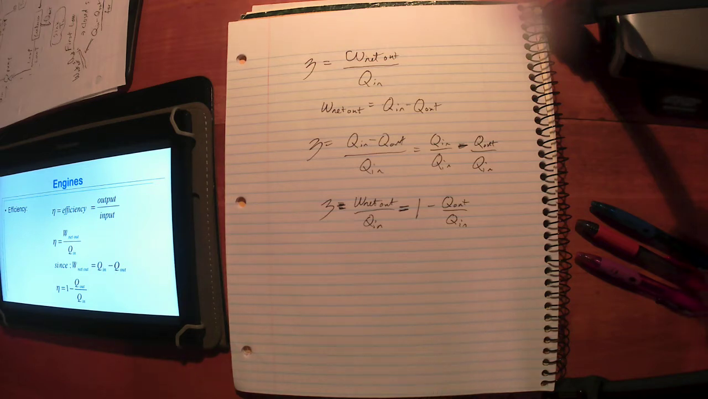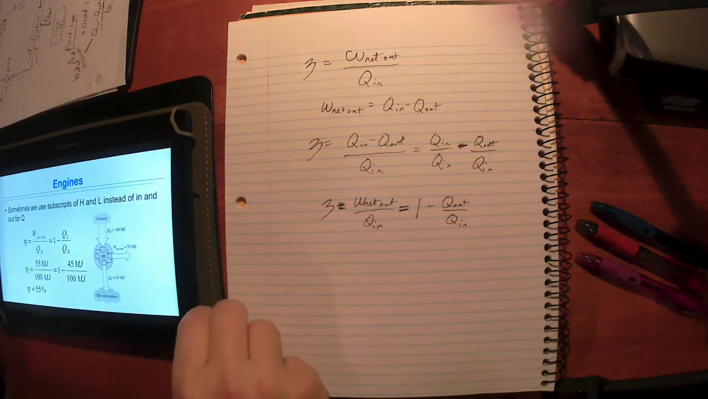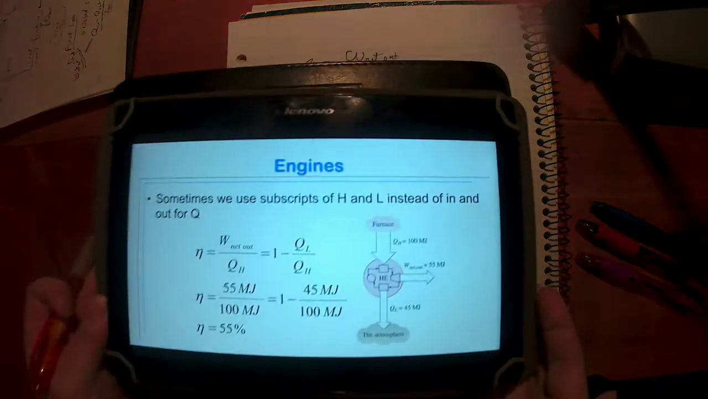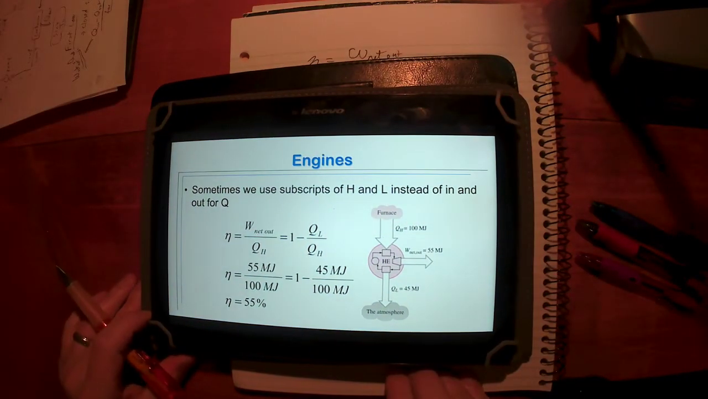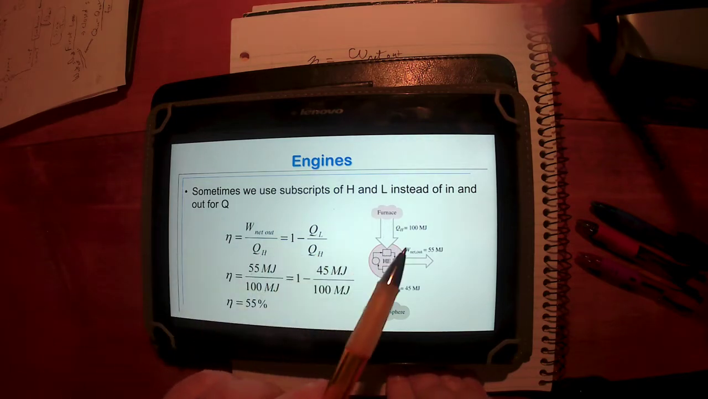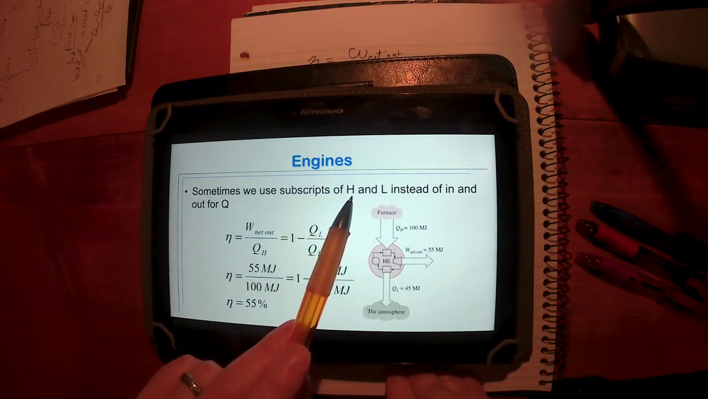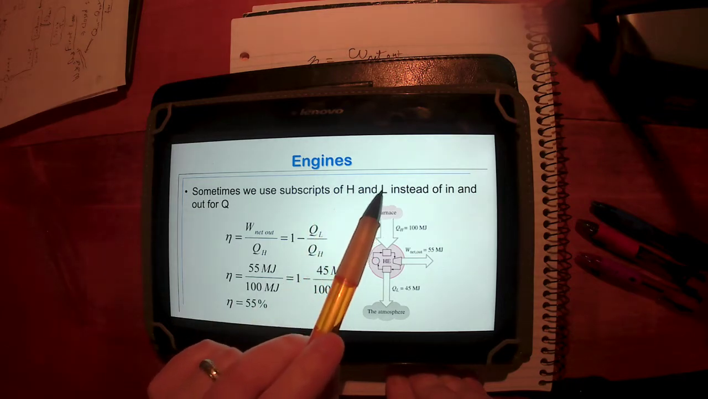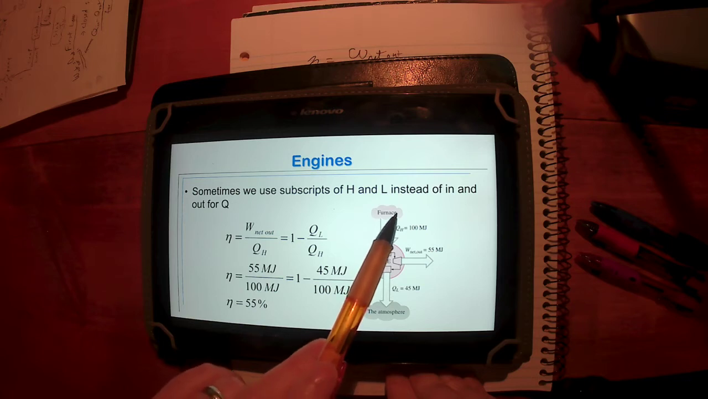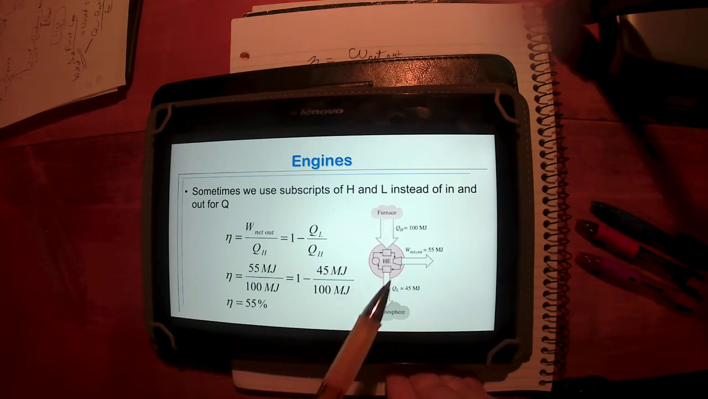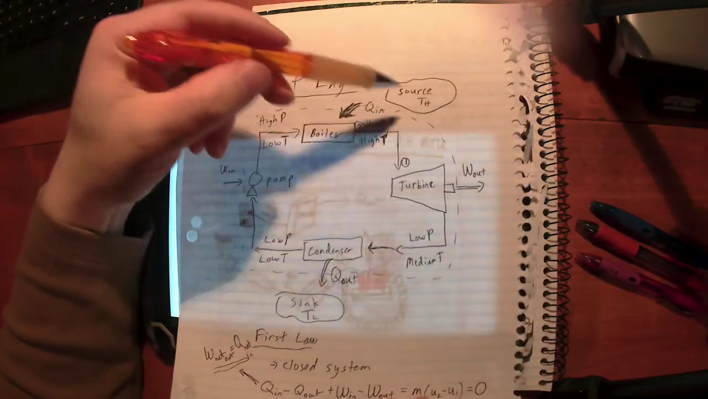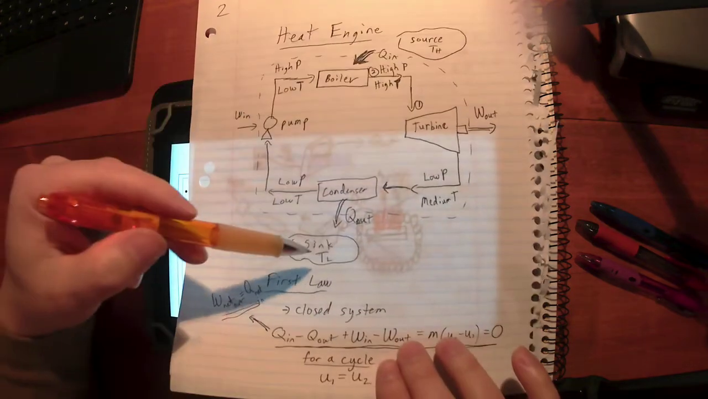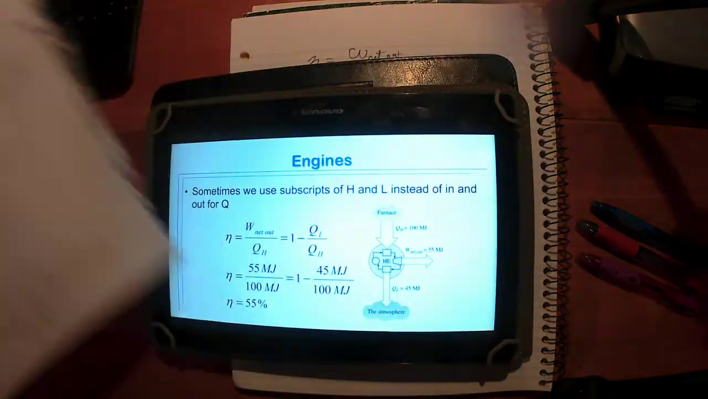All right, now to continue on with what I would normally do in class, my normal PowerPoint slides. Especially in this textbook, I've seen it in some other textbooks, but this textbook really likes to apply H and L subscripts: H for the high temperature source, L for the low temperature source. So if we go back over here, I've done that a little bit. I said this is TH and this is TL, the low temperature sink.